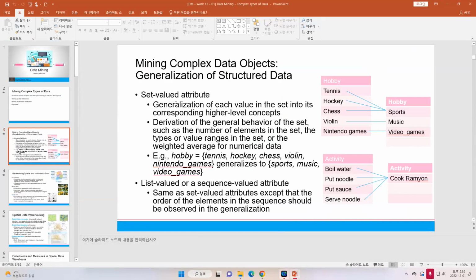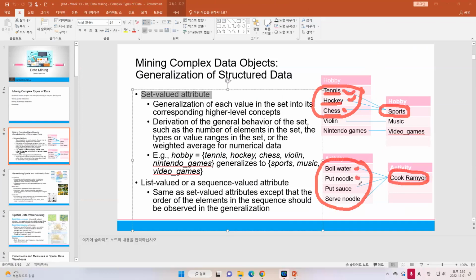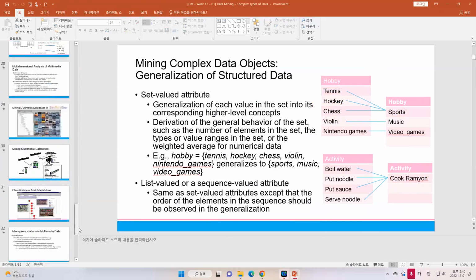If you look at the first part of this slide, we have the set value attribute. The set value attribute refers to set oriented. It means the data usually is not a single value like this one. The data might be a set. A set of sports means tennis, hockey, and chess. A set of activities, like cook ramen, is the detail or the single value. So sometimes if we have only the set value, it is also challenging when we deal with multimedia data.